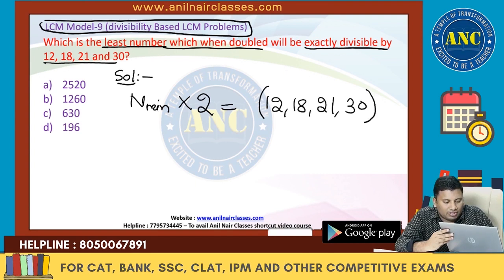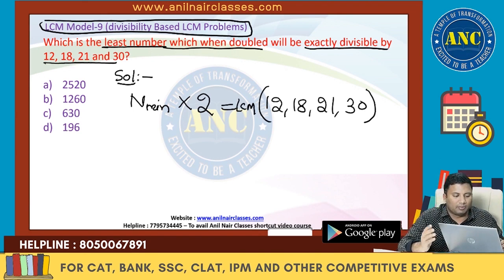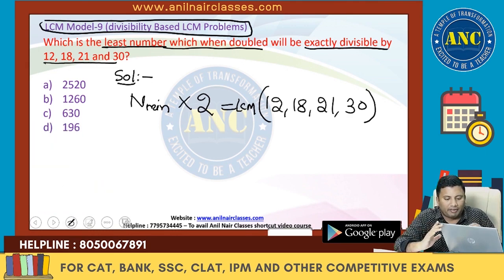The number which is divisible by 12, 18, 21, 30 is nothing but the LCM. We have converted the entire statement into a mathematical expression. Now see here. Listen carefully.